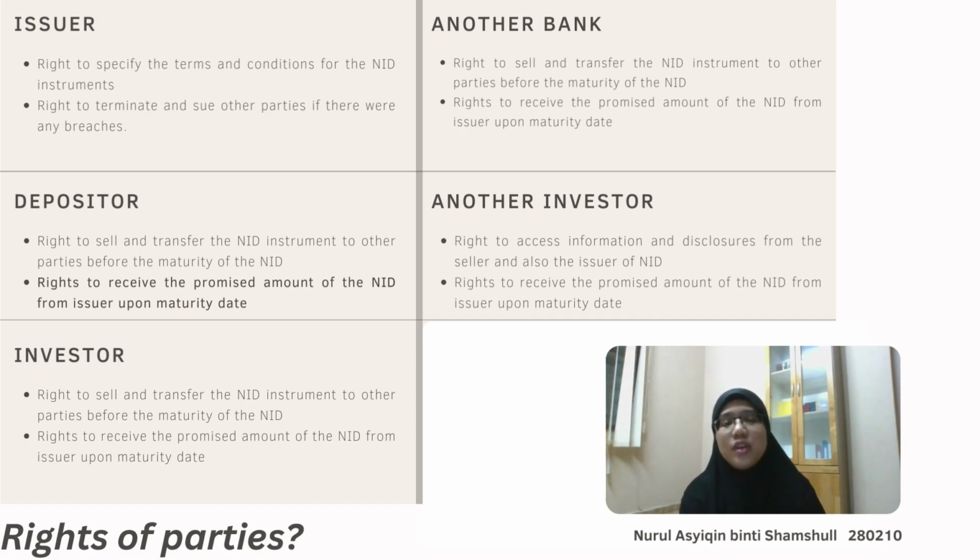The second right for the issuer is the right to terminate and sue other parties if there are any breaches. The issuer can take legal action against the other parties which do not honor the terms and conditions of the NID instrument.